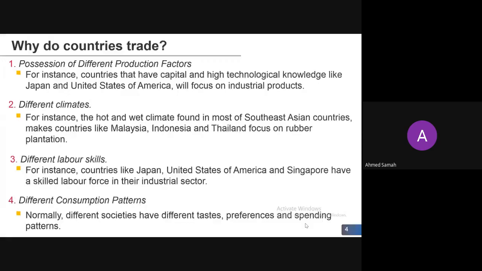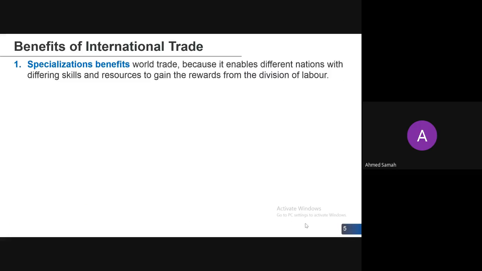So, what are the benefits of international trade? I have highlighted that trade makes everyone better off. One of the benefits is that specialization benefits world trade because it enables different nations with different skills and resources to gain the rewards from division of labor, with different labor skills, resources, and climate.